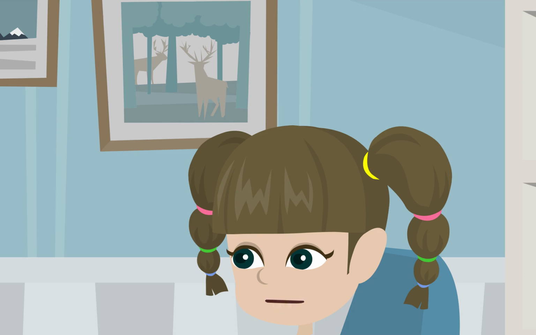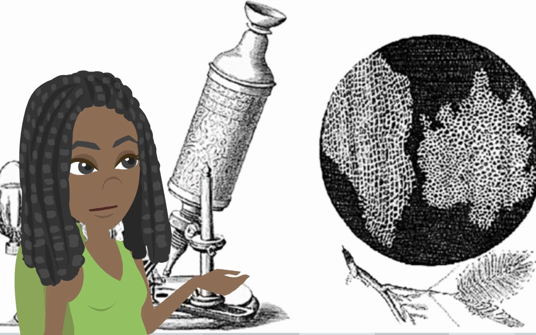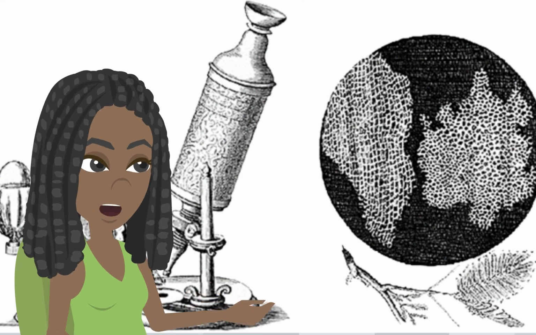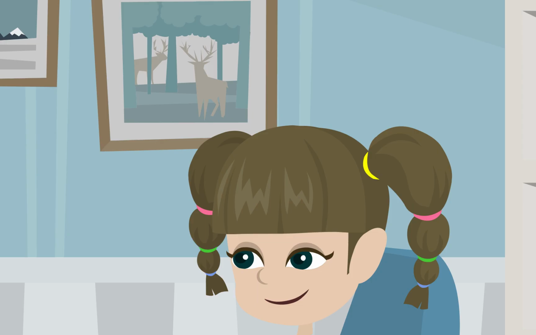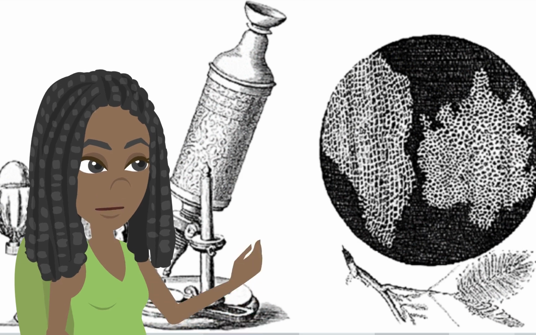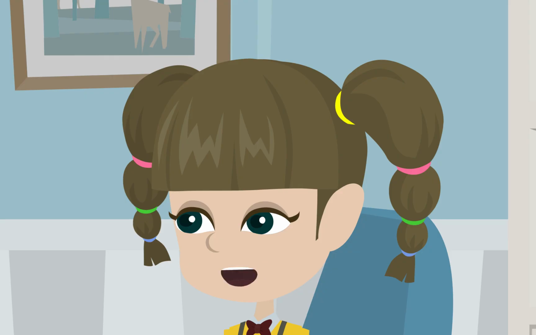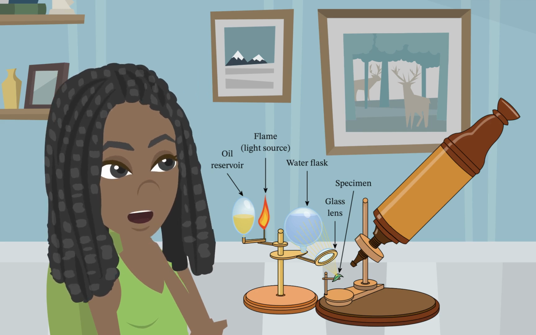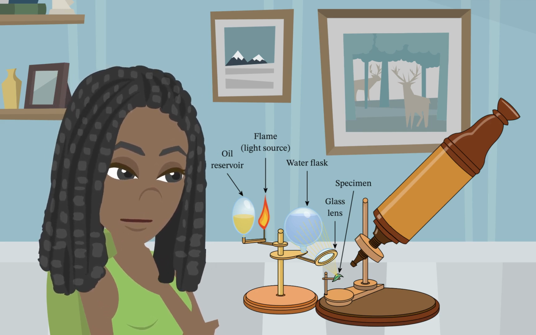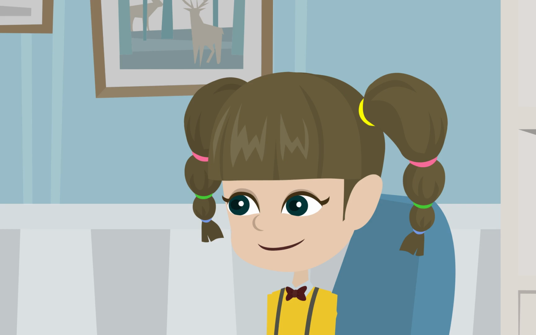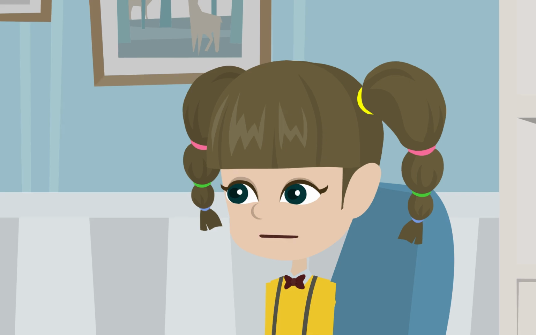How was the cell discovered? Good question. In 1665, a scientist named Robert Hooke looked at cork under a microscope and saw tiny boxes he called cells. Those were actually dead cells, right? Yes, it took another 150 years for scientists to observe living cells with better microscopes. So, cells are really important for life.